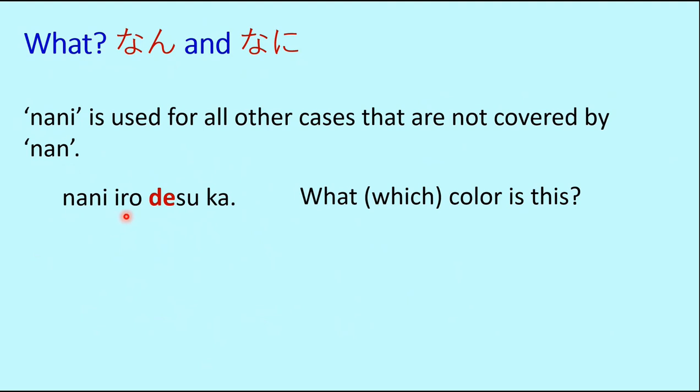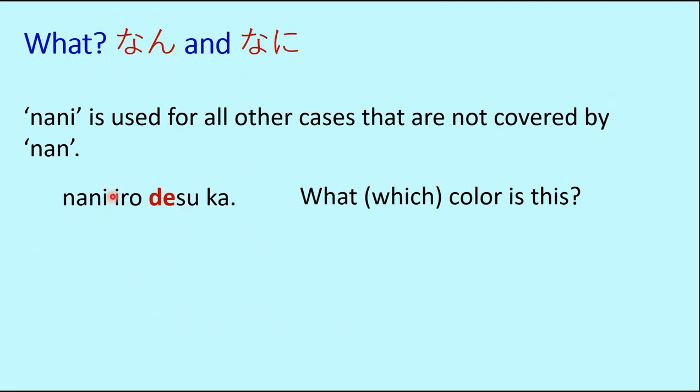Iro is the word for color. If you have done lesson number 31, you will know that iro means color, because we did a complete chapter on fruits and colors. We learned the word iro in that chapter. There is another kanji for this as well. So, nani iro desu ka? What color is this? Or what color is it?